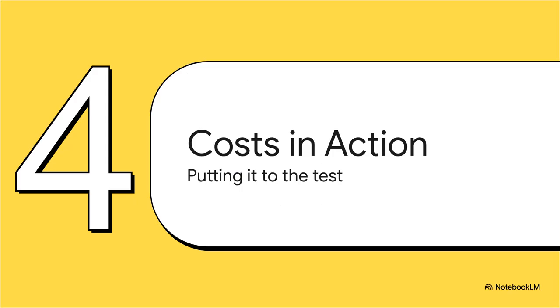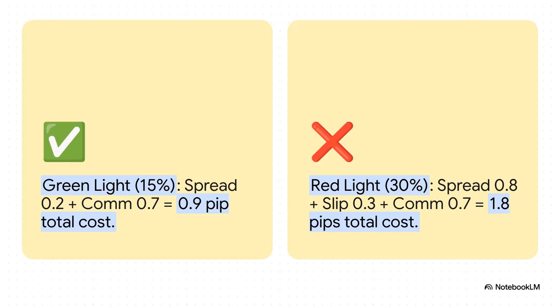Period. All right, so theory is great and all, but let's put this battle plan to the test. We're going to walk through a few real-world examples right now to see how this traffic light rule can literally keep you out of so much trouble. So let's imagine you're targeting 6 pips on euro/dollar. On the left, with a nice tight spread, your total cost is 0.9 pips, which is just 15% of your target. That's a clear green light.